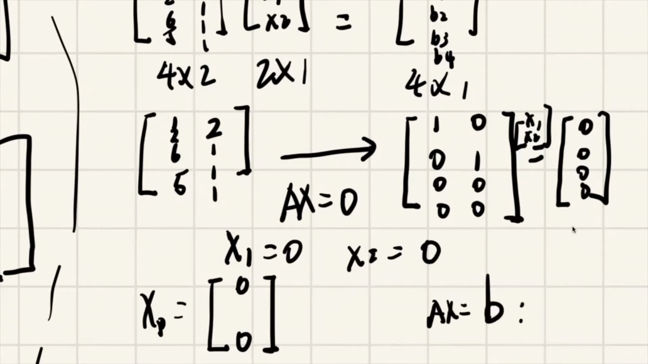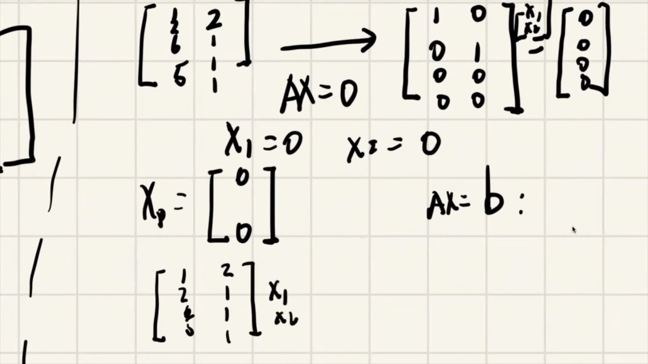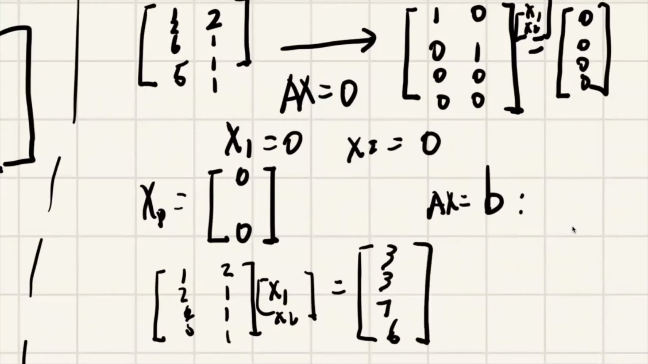what we can get here is, if we are really lucky enough, fortunate enough, a solution. For instance, if we have the matrix 1, 2, 6, 5, 1, 2, 2, 2, 1, 1, 1 times x1, x2, let's say equals 3, 3, 7, 6. So it's like I just add the two columns together. So obviously we can get x equals 1, 1. That's the only solution here.